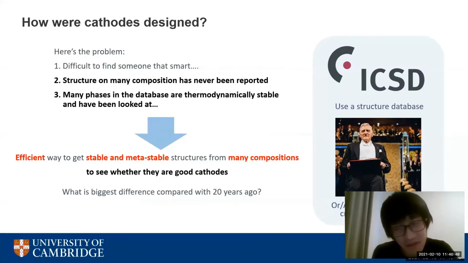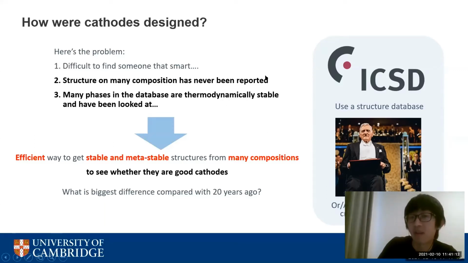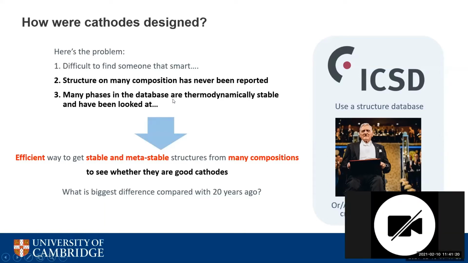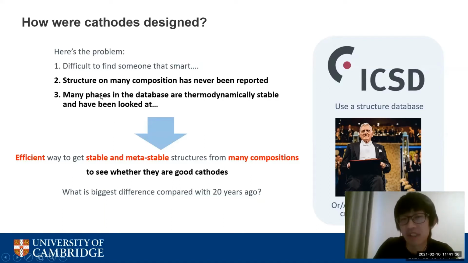Both of these methods are kind of difficult. If you think about it, in the last 20 years of development of lithium-ion batteries, only 4 or 5 cathode materials have been commercialized. I mean, it's really difficult. In my opinion, the difficulty lies in 2 aspects. The first is that the structures of many compositions have never been reported, so we cannot look them up in the crystal structure database. And the second is that many of the phases in the databases are thermodynamically stable, and actually they have already been looked at. So we really need to seek new opportunities to look for new materials.